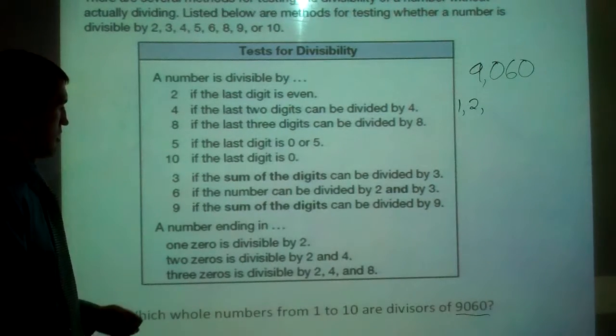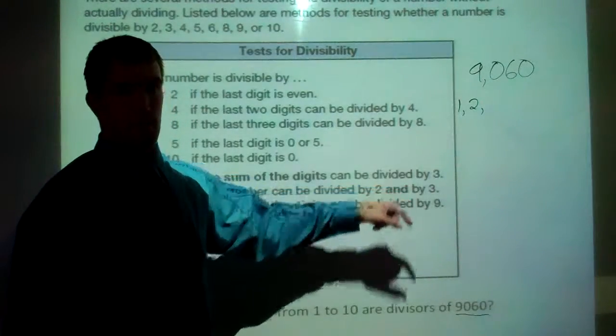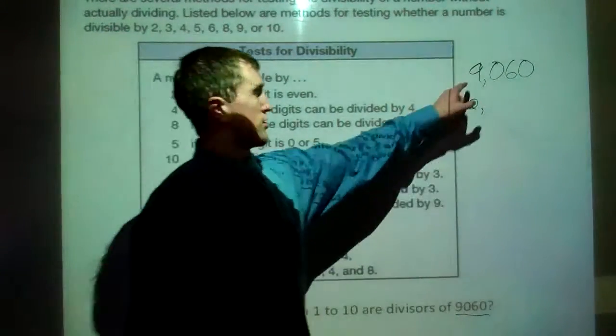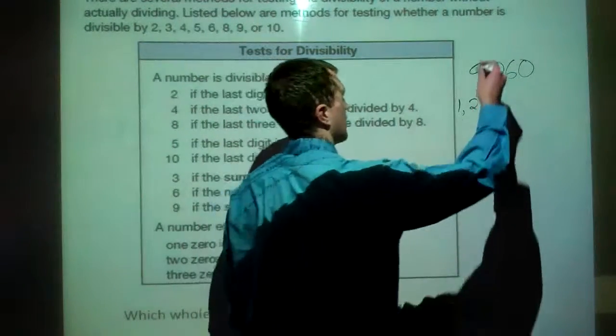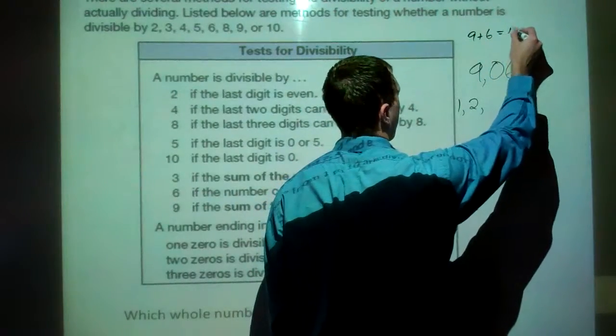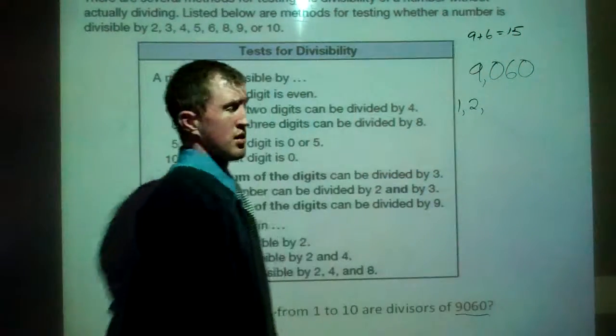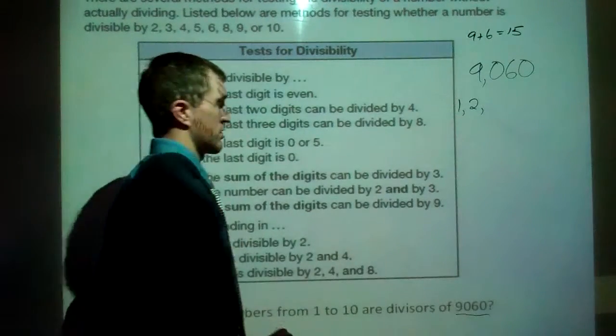Let's see. 3. If the sum of the digits can be divided by 3. Well, we're going to add up all the digits in here. 9 plus 0 plus 6 plus 0. We should get 15. 15 can be divided by 3, so 3 works.